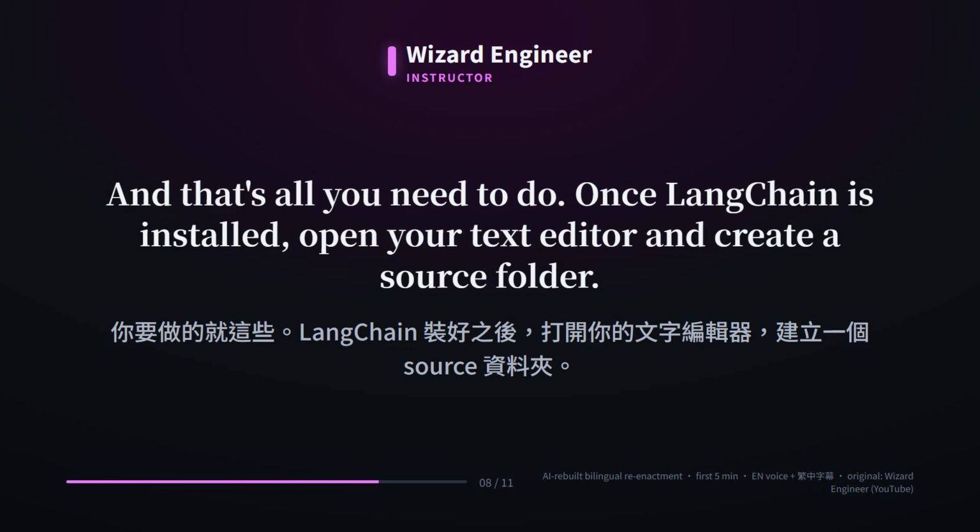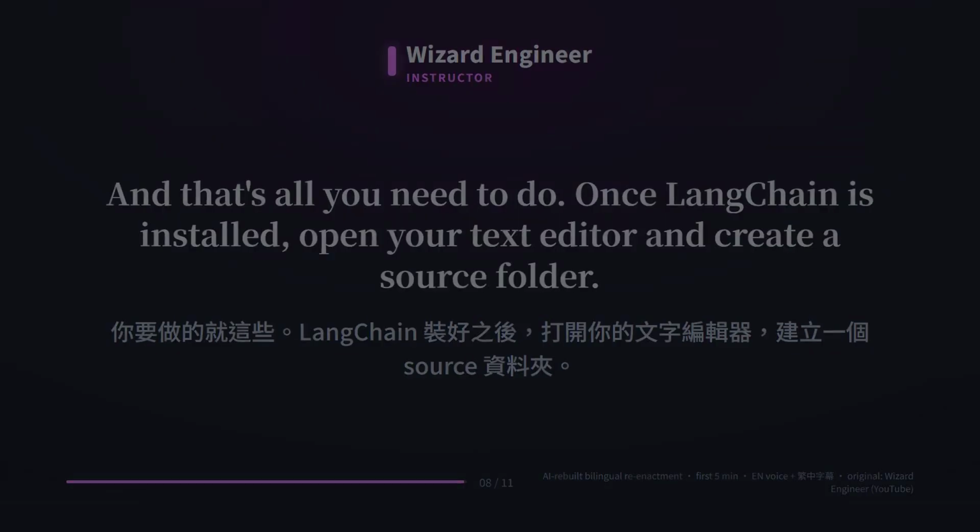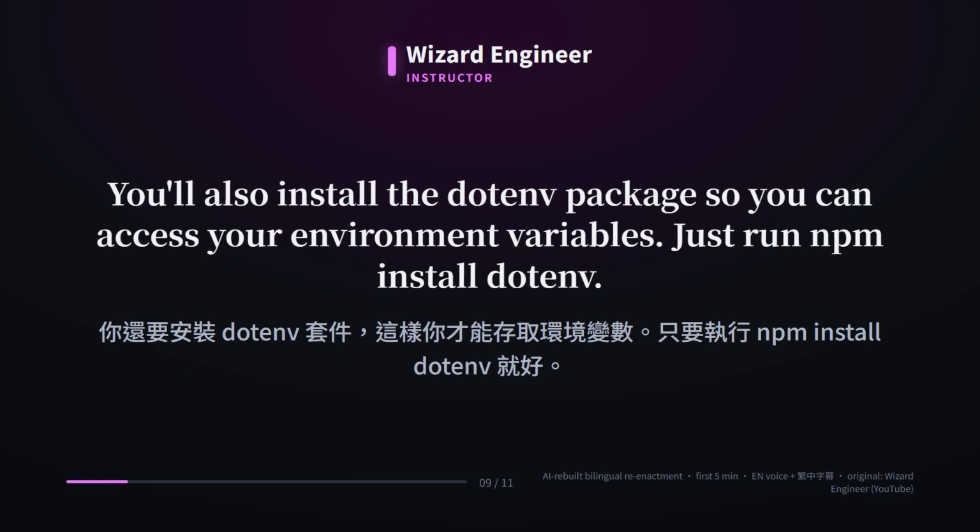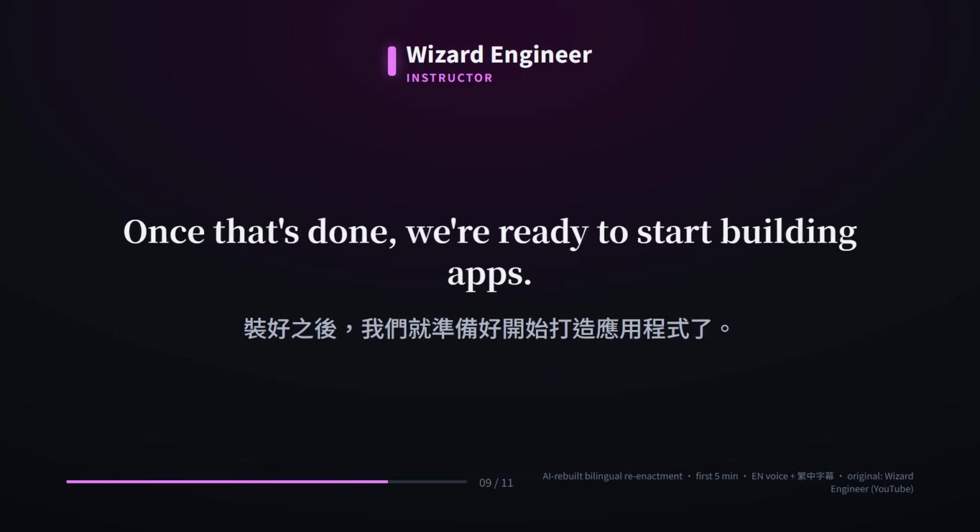Once LangChain is installed, open your text editor and create a source folder. You'll also install the dotenv package so you can access your environment variables. Just run npm install dotenv. Once that's done, we're ready to start building apps.